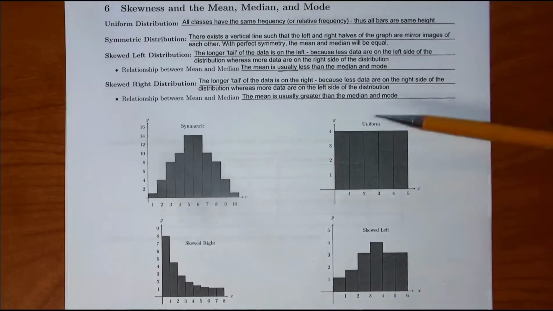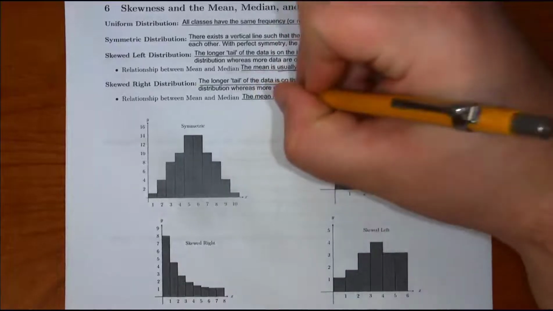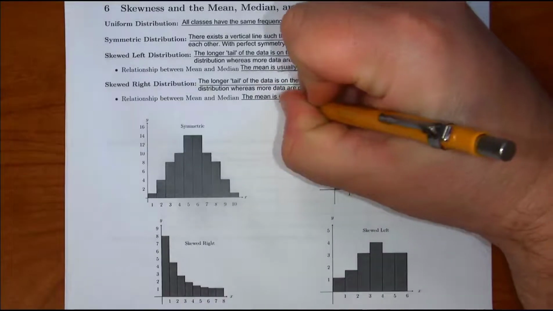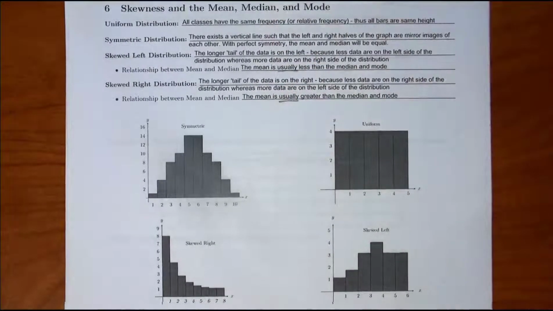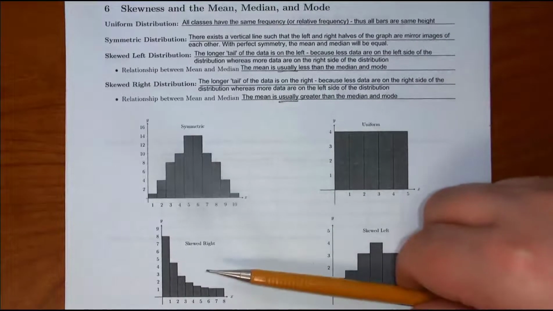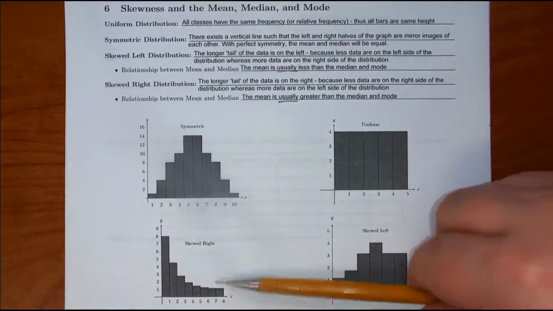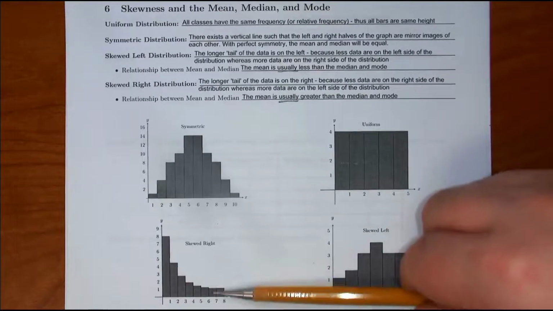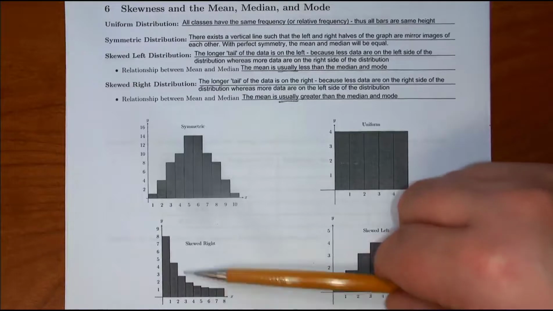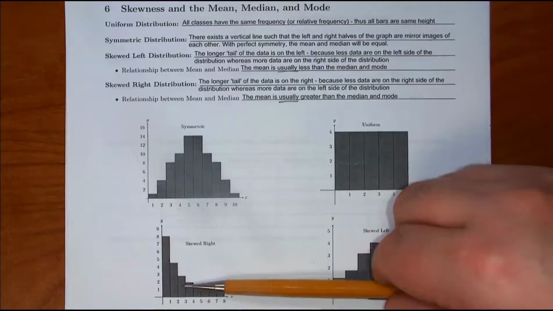Now the opposite is usually true for a right-skewed distribution. Again, I need to underline the word usually, but on a right-skewed distribution like this, usually the mean is greater than the median and mode. So the mean would be over here somewhere, and the median and mode would be over here somewhere. Of course, the tallest bar would be the mode, but the median would be over here.